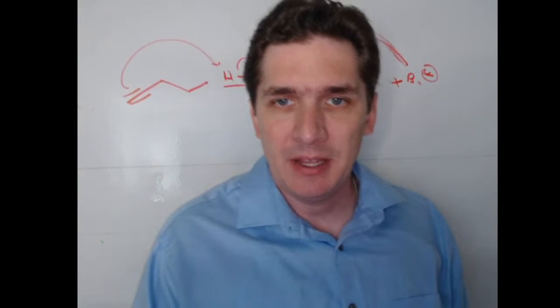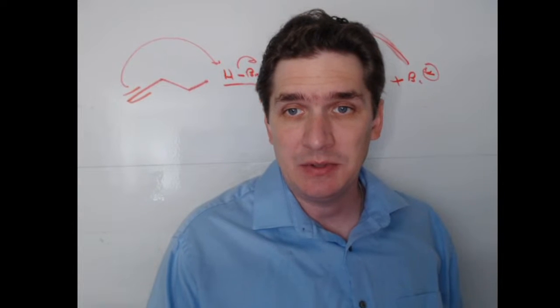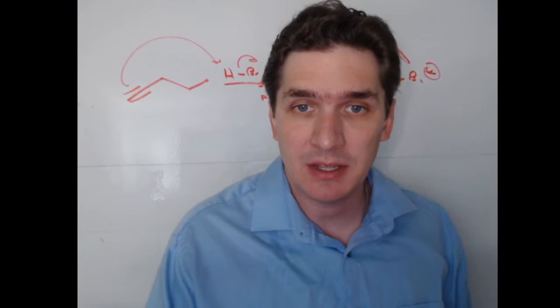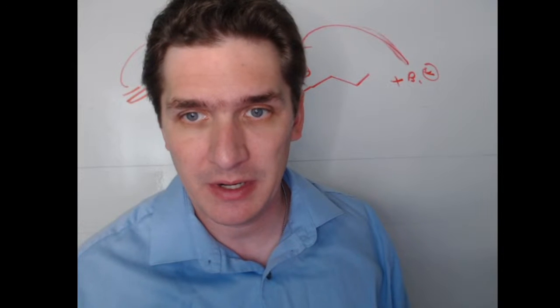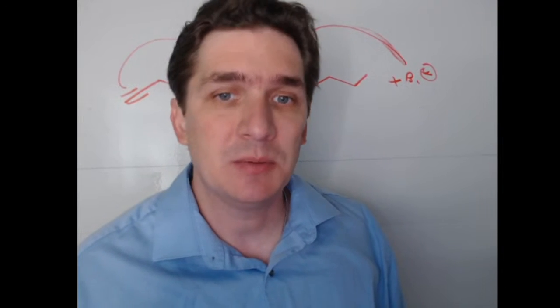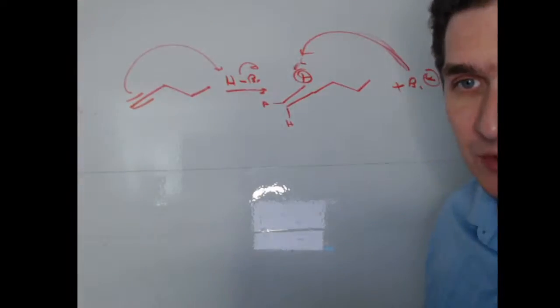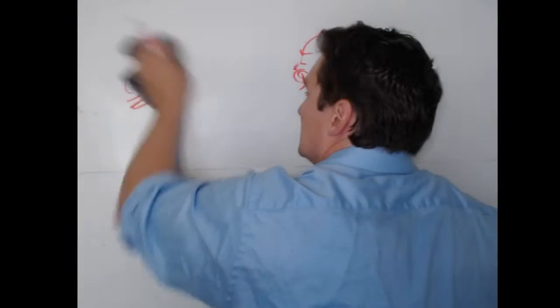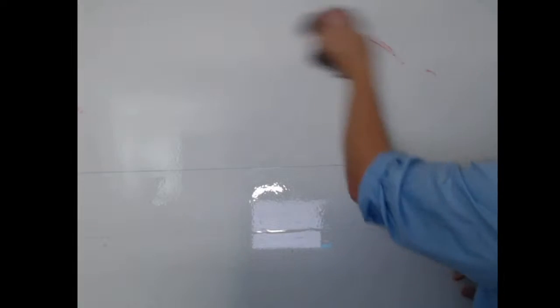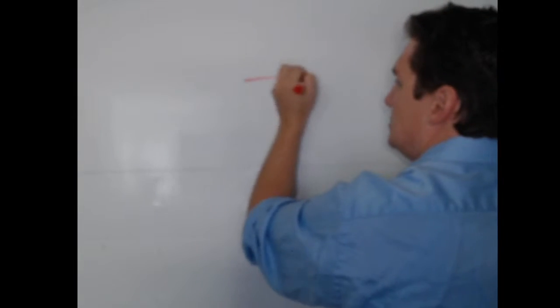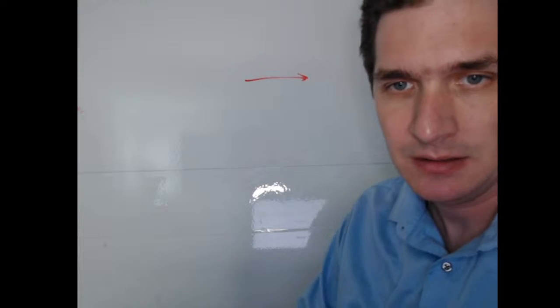A certain hydrocarbon had the molecular formula C16H26 and contained 2 triple bonds. Ozonolysis gave these 2 products as the only products. Draw a reasonable structure for this hydrocarbon. So let's draw out the products. Ozonolysis is going to take any triple bond and convert it to a carboxylic acid.